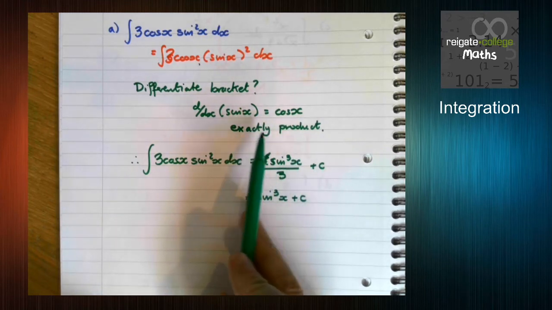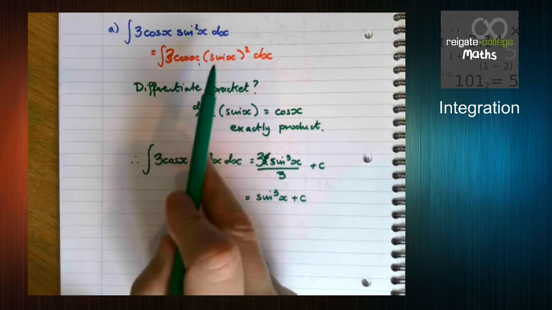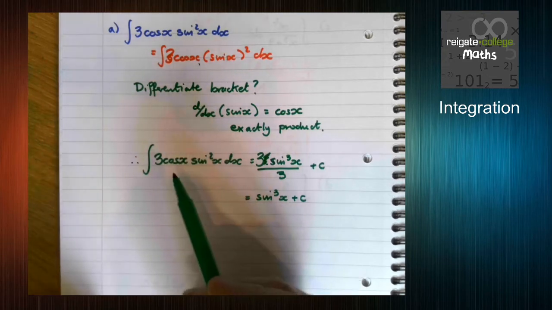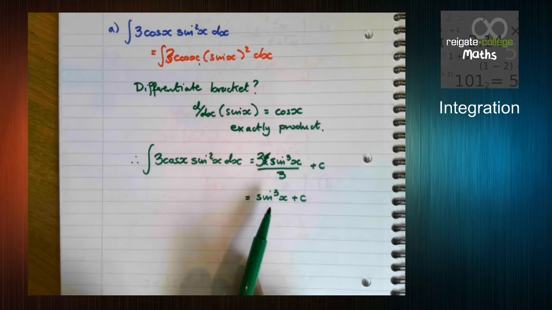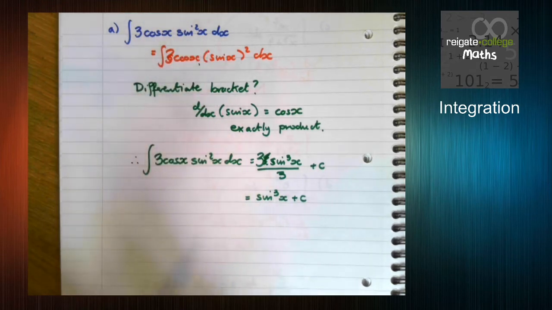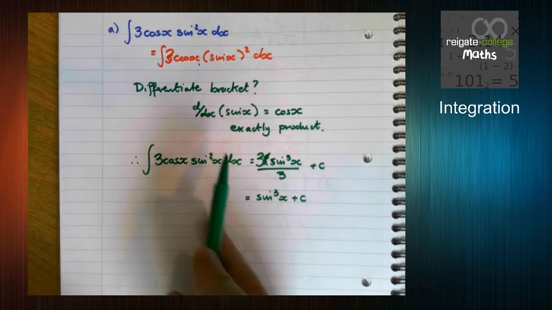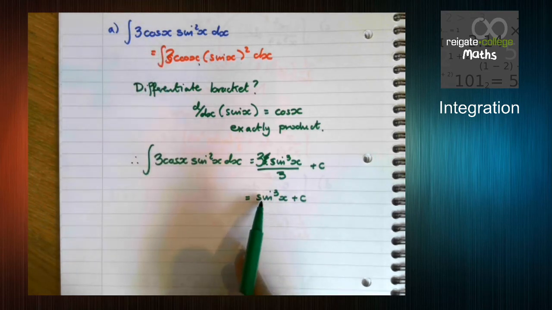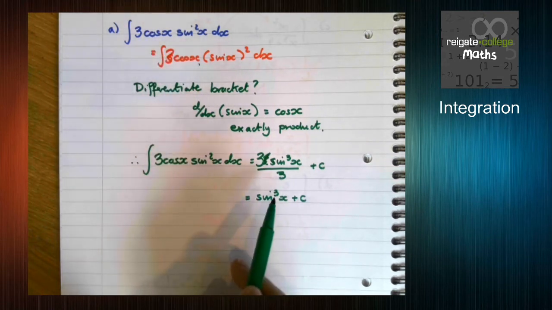If we don't get exactly the bracket bit, or in the other case exactly the numerator, we have to think about changing things. If you're worried, double check. Differentiate this using the chain rule, and you should find we get back to here. Multiply by the power, 3. Reduce the power by 1, sine squared, times by the derivative of the bracket, cos. This works.